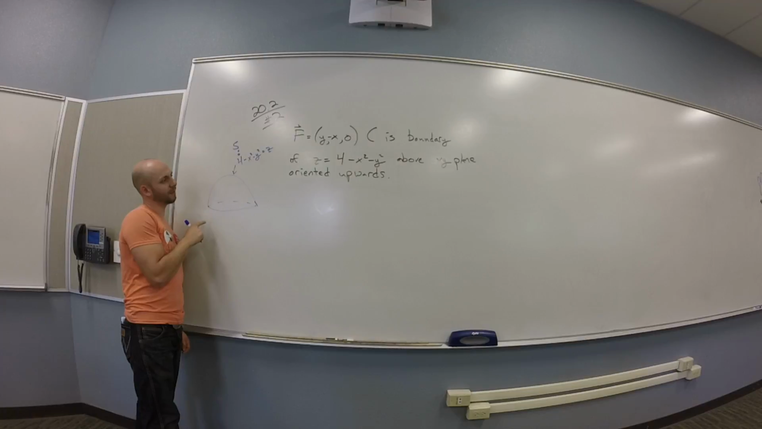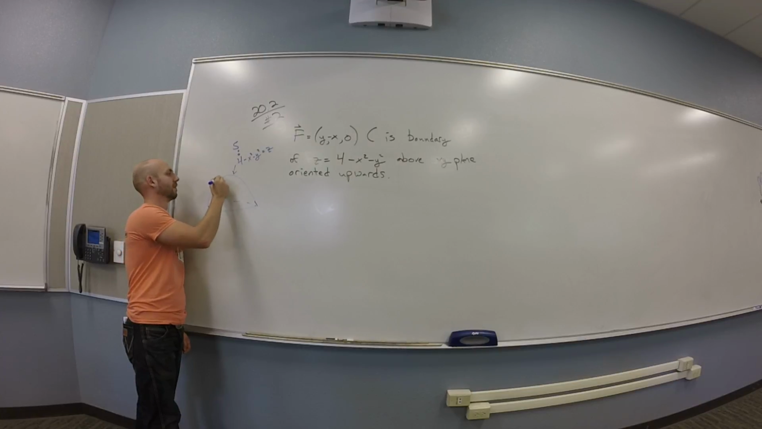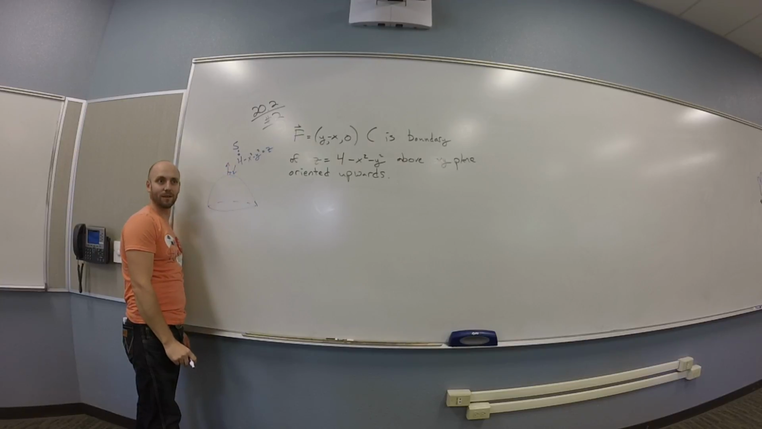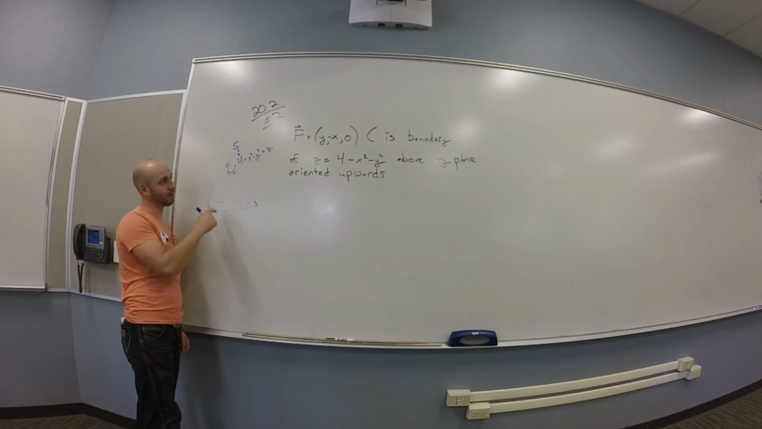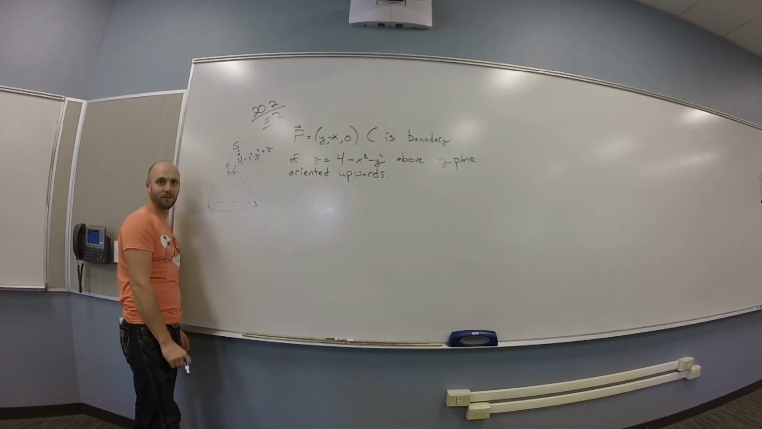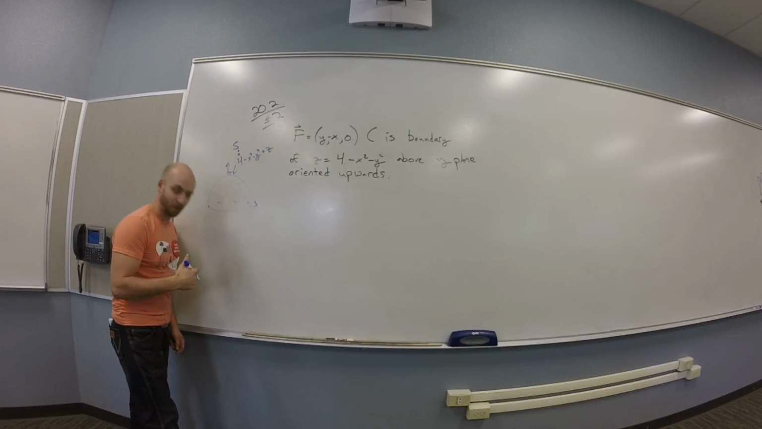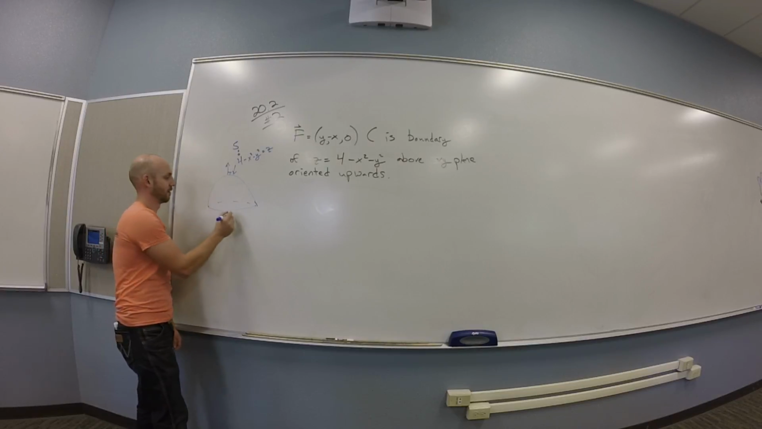Let's see, what did they tell me? Oh, they told me that the surface is oriented upwards, so here's a normal vector. Then which way does the curve's orientation have to go for me to use Stokes? It has to go by the right-hand rule, so that's counterclockwise looking down at it.